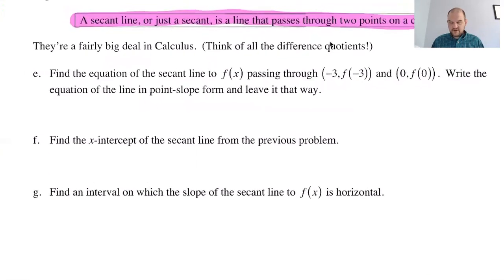So let's see if we can do this. It turns out that they're a really big deal in calculus. You use them a lot, which is kind of surprising. Find the equation of the secant line to f of x passing through (-3, f of -3) and (0, f of 0). All right, let's write down those ordered pairs.